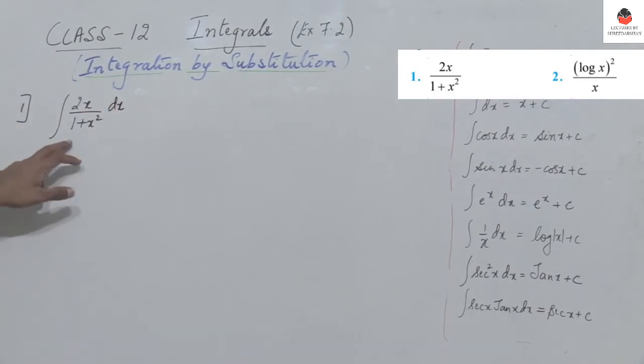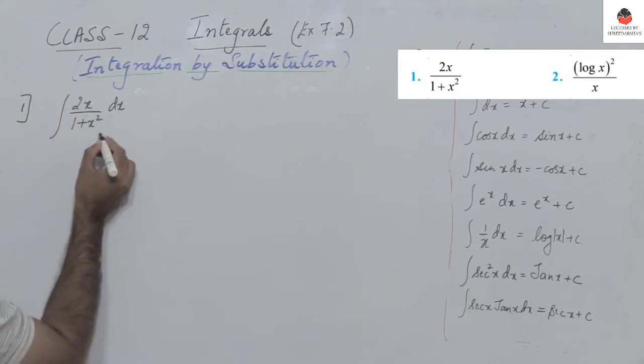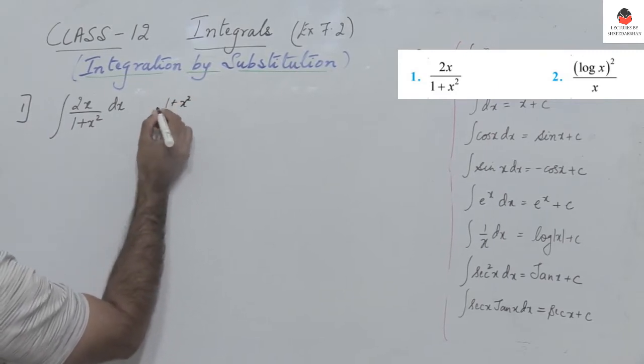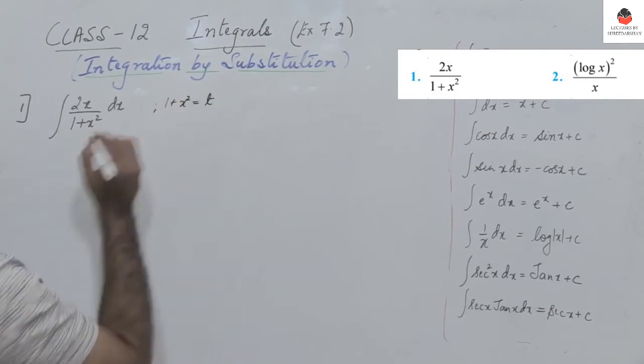Now if I try to integrate the given expression as it is, it is almost impossible because I have 2x in the numerator and 1 plus x square in the denominator. So it becomes very difficult for us to integrate the given expression as it is. But if I make a substitution, then the process of integration becomes very simple. Now let me take 1 plus x square. Let 1 plus x square equal t.